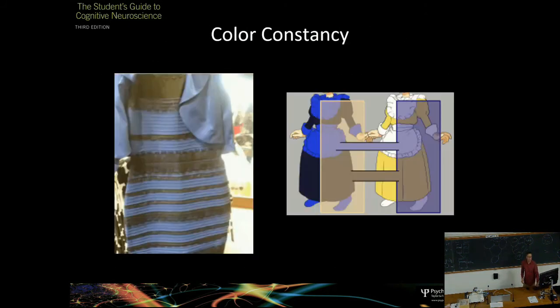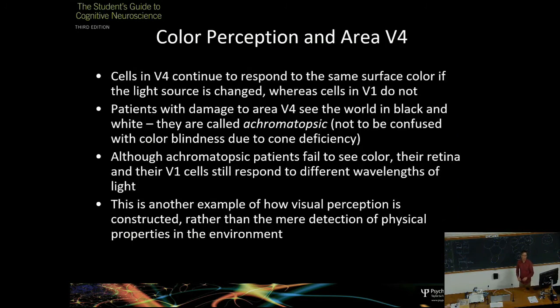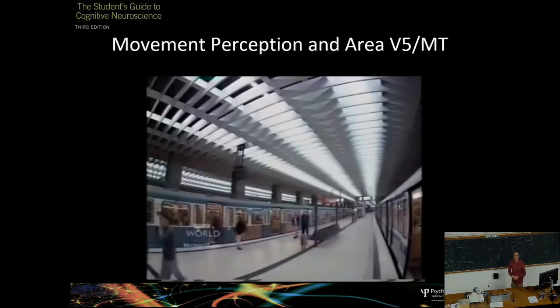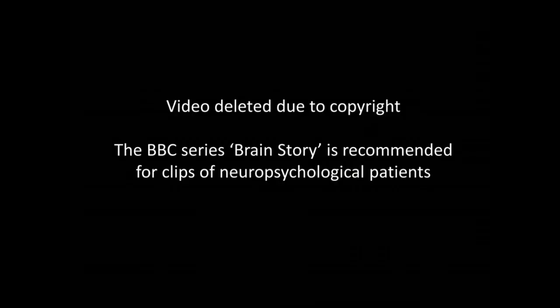So that's V4. V5 is involved in motion perception. And basically, if you damage your V5, you can see in colours, but you see the world as snapshots. You do not see smooth transition between objects moving in space. It's like a series of still frames, and that's what's described.